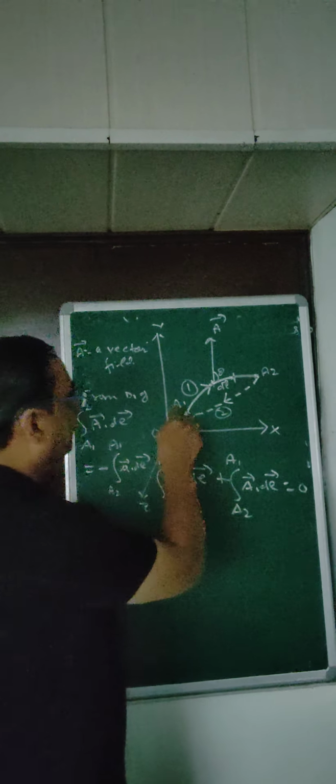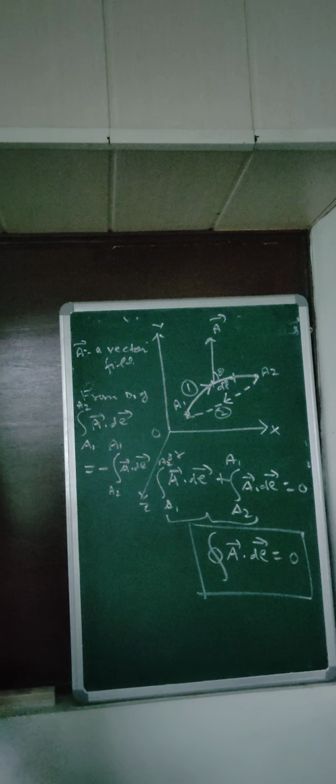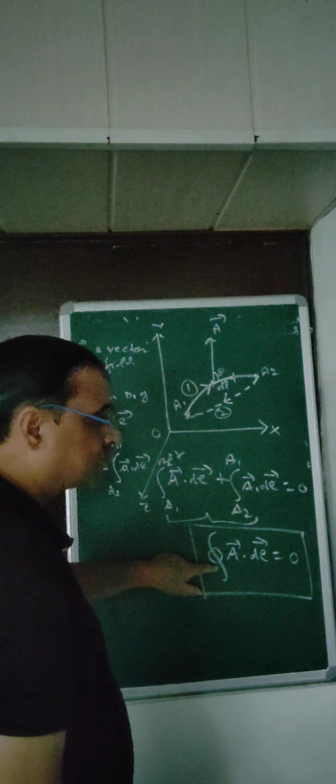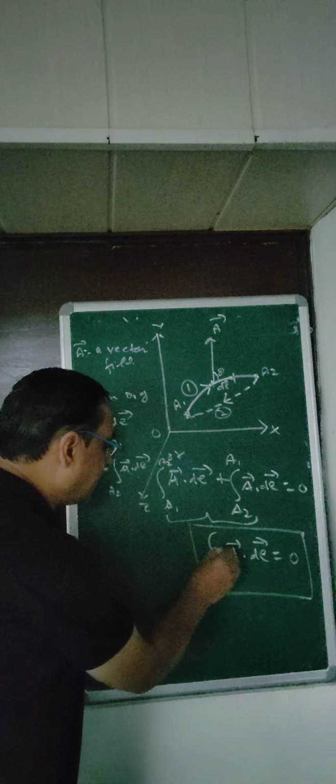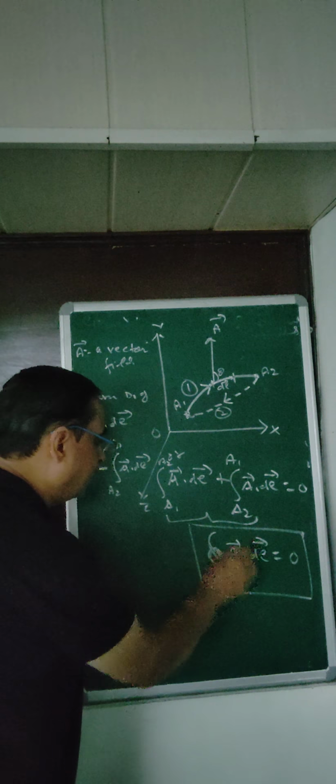If it is coming out to be 0, then going from A1 to A2 and A2 to A1, you have a closed path. So instead of writing these two things, we can write, in this way, for a closed path, the integral of A dot dl is always equal to 0. And this represents the closed line integral of vector A.